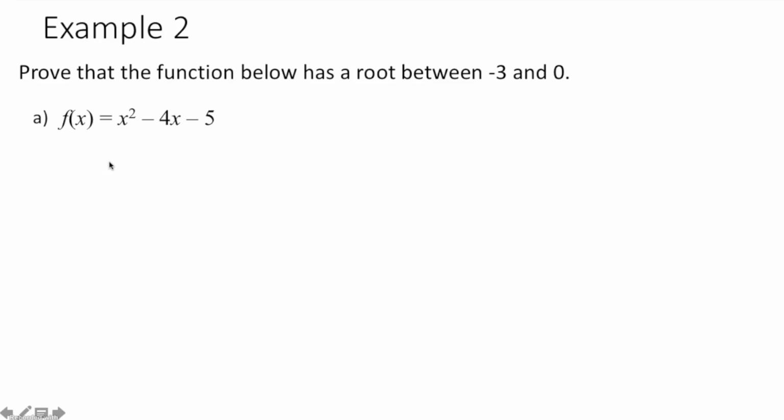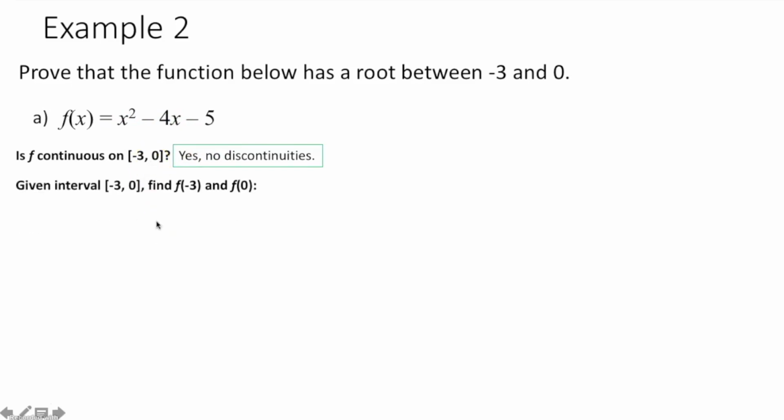In order to verify that, we first ask, is f continuous on the closed interval from -3 to 0? Because if f is not continuous, if there's an asymptote or hole on this interval, we automatically say the intermediate value theorem cannot be applied. But here we have a quadratic function. There are no asymptotes or holes, so we say yes, the function f is continuous on this interval.